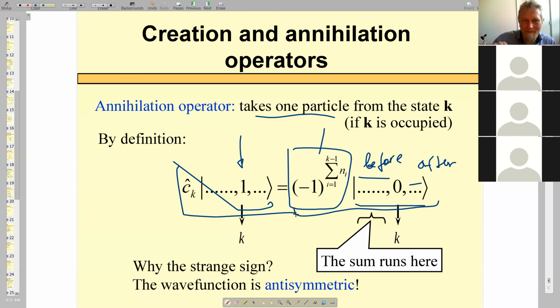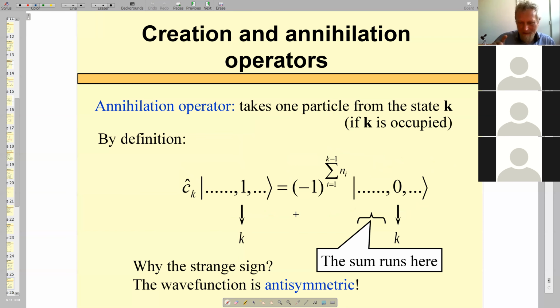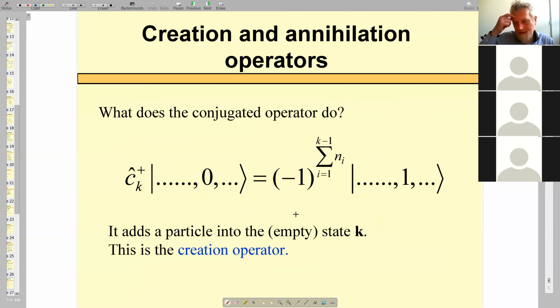First of all, let's see, I guess it's a repetition of slides. What does the conjugated operator do? Well, it is the same as with operators of the bosons. It creates a particle. From 0 you get 1. The same factor appears. It is determined by the sum of all occupation numbers, either an even number or an odd number of particles before the given level.